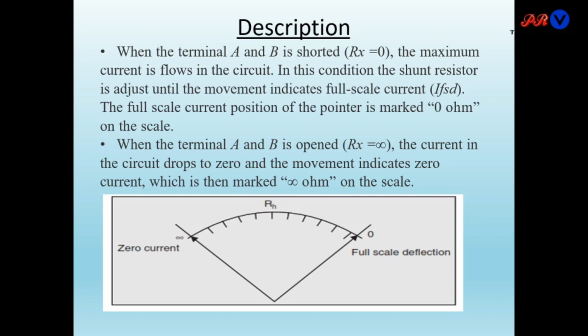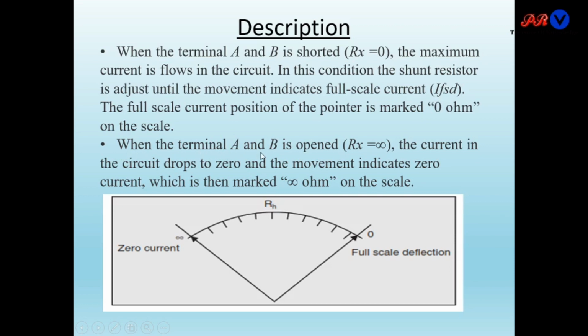When the terminal AB is shorted, that is Rx is equal to 0, the maximum current flows in the circuit. Under short circuit condition, the maximum current flows through the circuit. In this condition, the shunt resistor is adjusted until the movement indicates full scale deflection, and this full scale deflection current corresponds to 0 ohm on the scale, as we studied in the earlier slide.